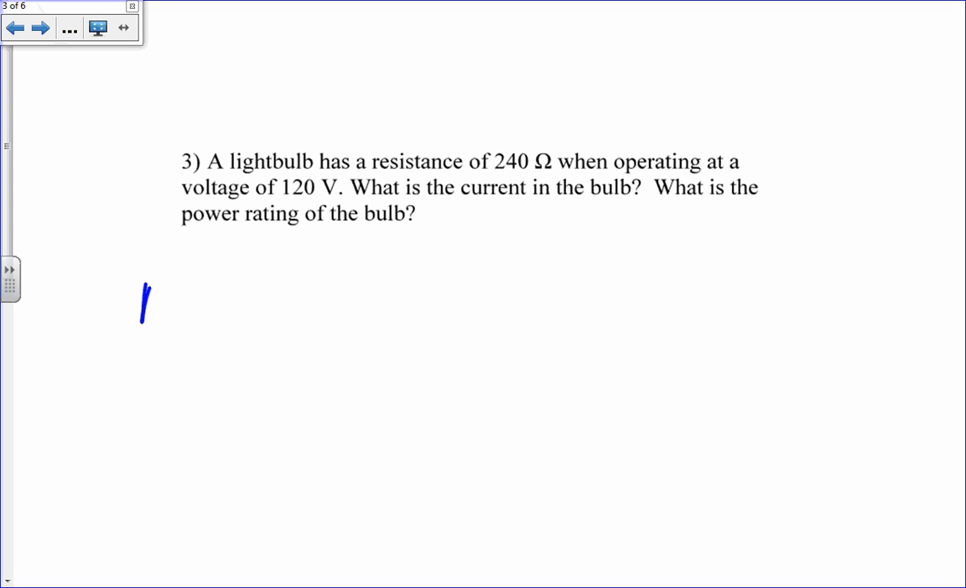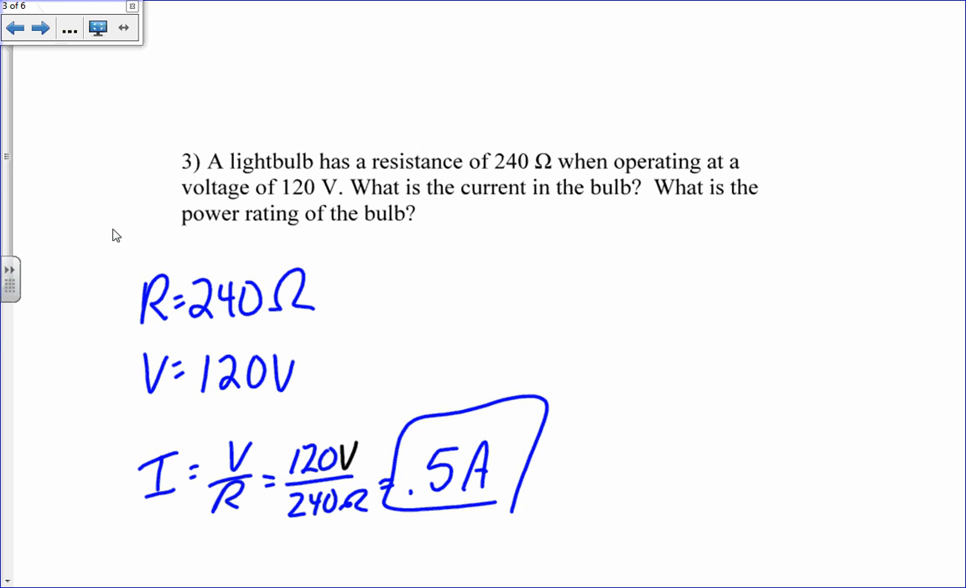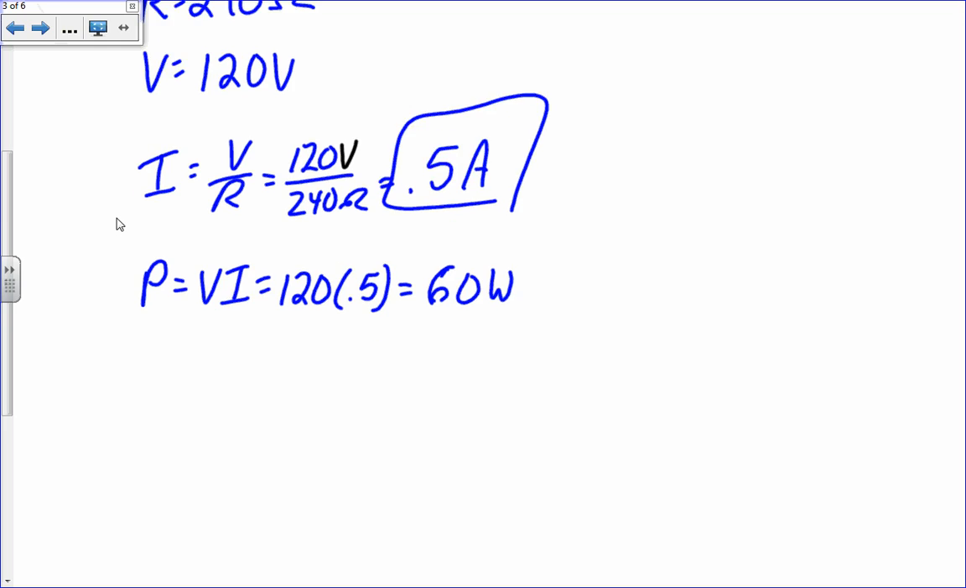Light bulb has a resistance of 240 ohms. Voltage at 120 volts. What is the current? Ohm's law, I is V over R. 120 over 240. 0.5 amps. Part A. What is the power rating of the bulb? Well, power, remember, is V times I. That's 120 times 0.5. So 60 watts.